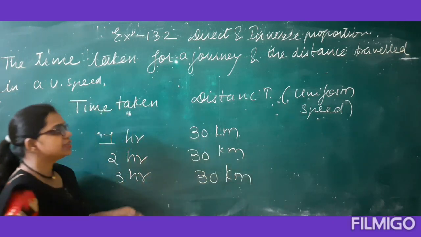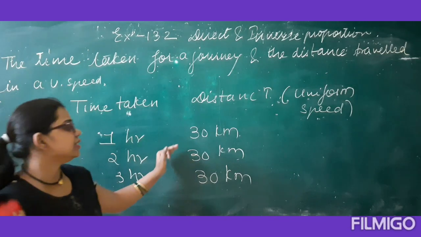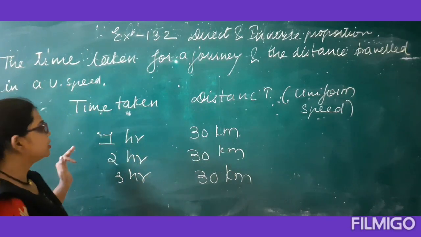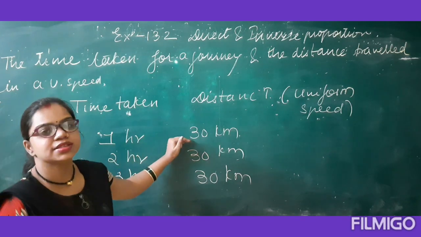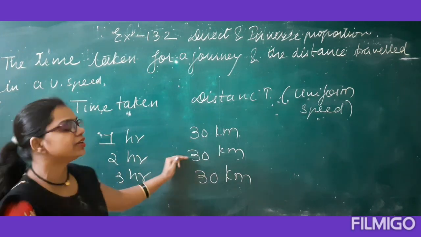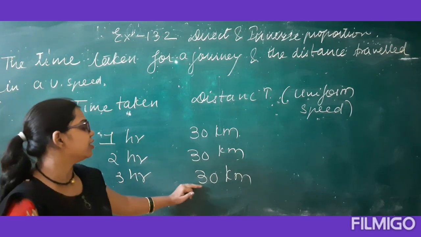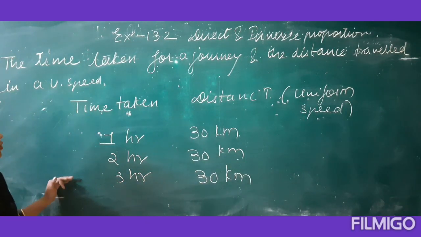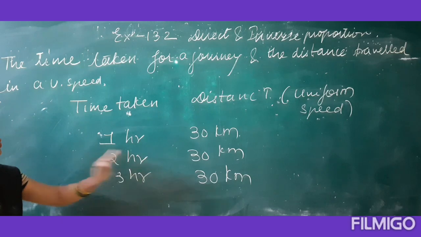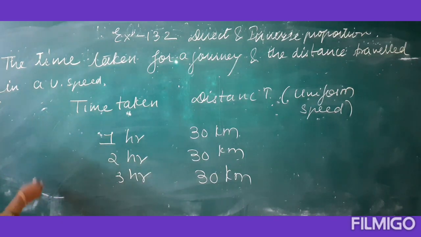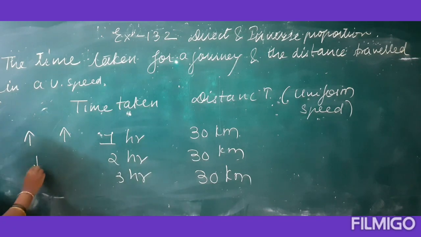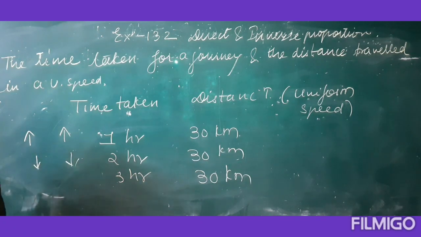Means uniform speed means at the same speed it will travel the same distance. In 1 hour it is traveling how much distance? 30 kilometer. In 2 hours it is traveling 30. In 3 hours it is traveling how much? 30 kilometers. So here what is happening? You are with the uniform speed. Here you can see if I am increasing the time, the distance is also increasing. If I decrease the time, the distance will also decrease.